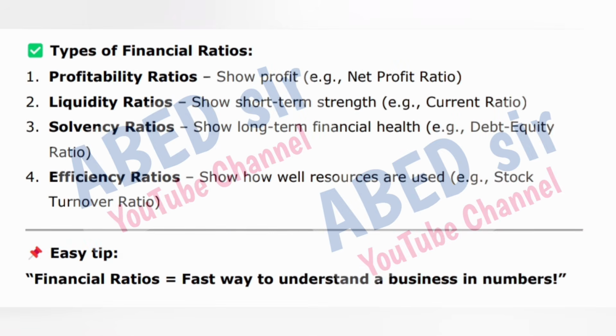Types of financial ratios. 1. Profitability ratios, show profit, example, net profit ratio. 2. Liquidity ratios, show short-term strength, example, current ratio. 3. Solvency ratios, show long-term financial health, example, debt-equity ratio. 4. Efficiency ratios, show how well resources are used, example, stock turnover ratio. Easy tip. Financial ratios are a fast way to understand a business in numbers.